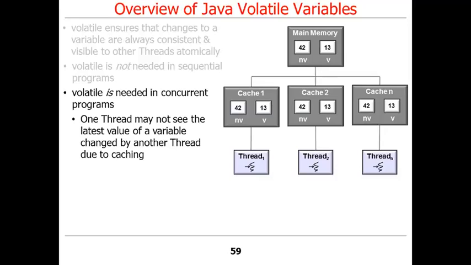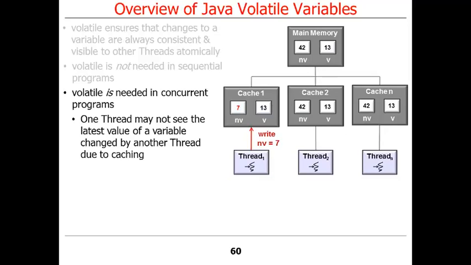Here's main memory, and then we have these different threads or processor cores, and each of these processor cores has its own cache. So we might have up to n of these caches. And at the moment, everything's consistent. We have the value of 42 and the value of 13. NV stands for non-volatile, a non-volatile memory object like int A. V stands for a volatile memory object, which would be something like volatile int B. So this is the current value. Everybody's got everything cached properly.